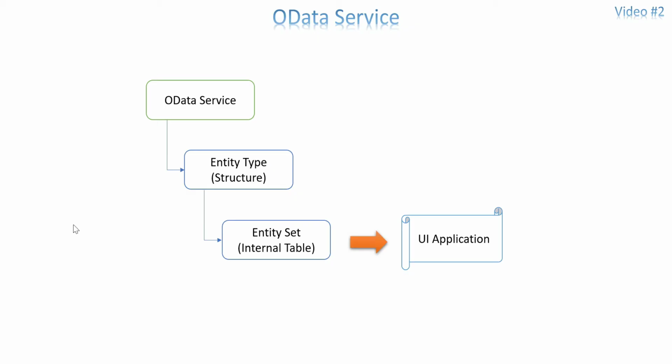And on top of an entity type, you're going to create an entity set. In brackets I gave a reference for easy understanding: this is kind of an internal table. If you create an internal table, it should refer to a structure. It can have one record or multiple records, and this is going to be accessed by the UI application. So the entity set has a type structure, the structure has entities, and each field has some values. The UI application is going to retrieve that information.